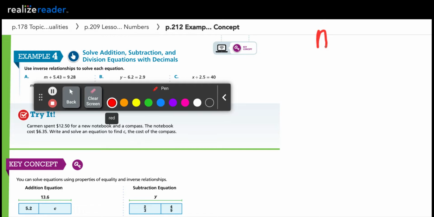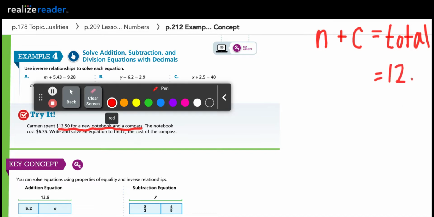What operation would we be doing? We would be adding. So we'd be adding the cost of the notebook plus the cost of the compass, and it's going to equal the total cost. So let's see what information they gave us in the word problem. They said that Carmen spent $12.50 for a new notebook and a compass. So what do you think the $12.50 is? I think that $12.50 is the total cost. So our total cost is 12.5.